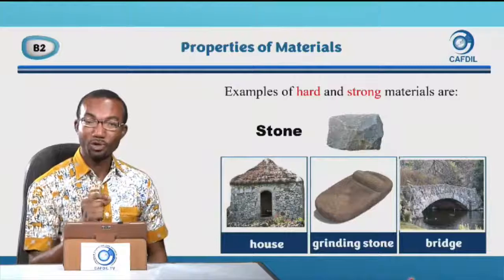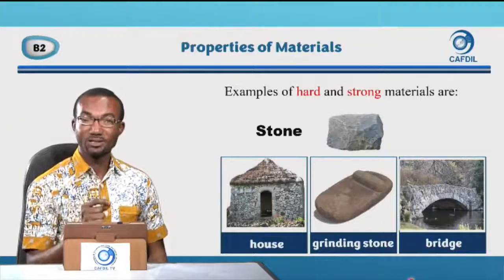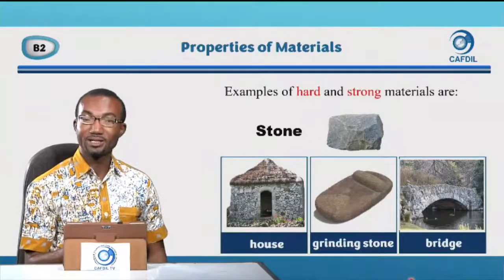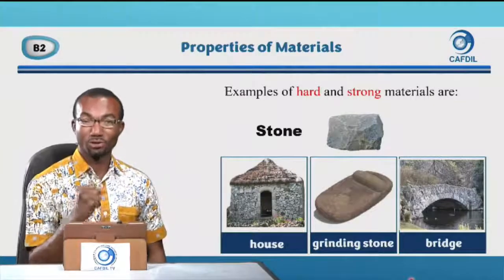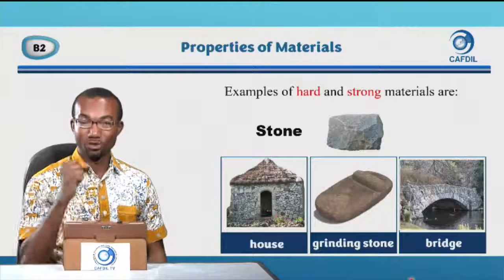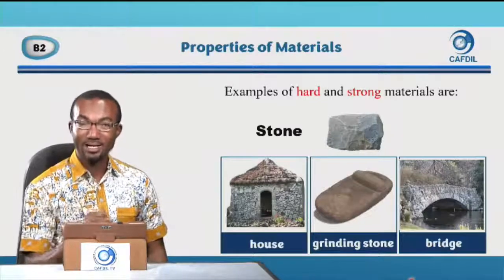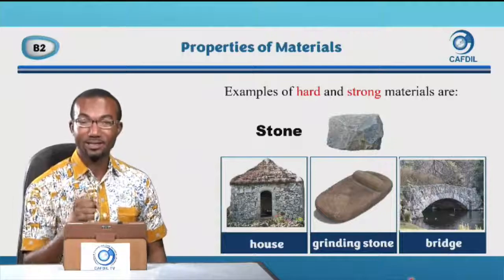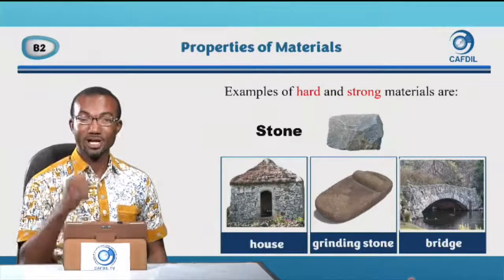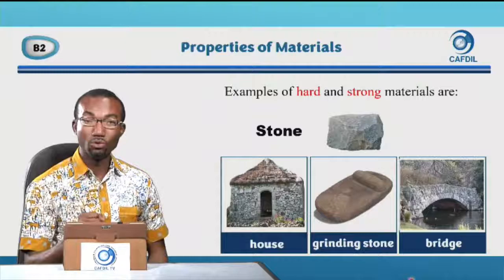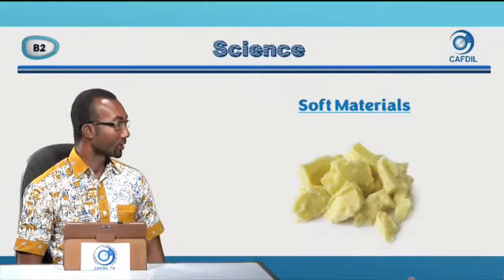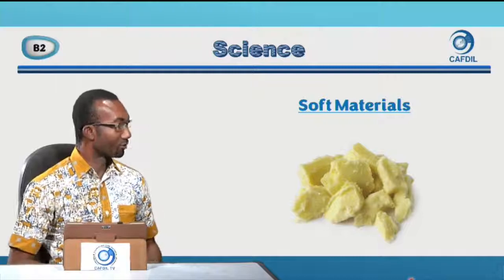So one of the properties of some materials is that they are hard and strong. Some materials are hard and strong. Children, say it after me. Some materials are hard and strong. Some materials are hard and strong. And examples are metal, we have wood, and we have stone. Good. Let's look at soft materials.